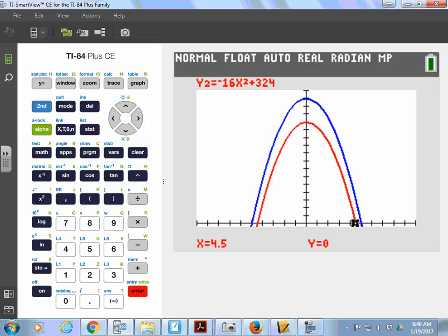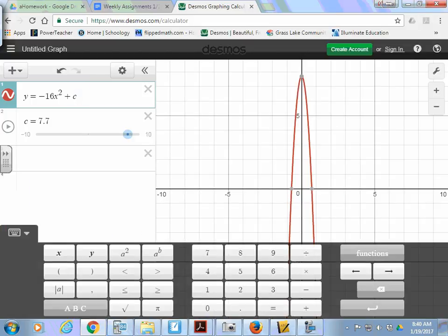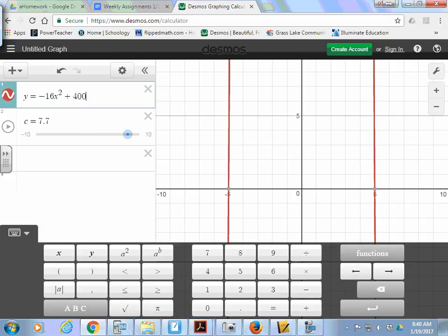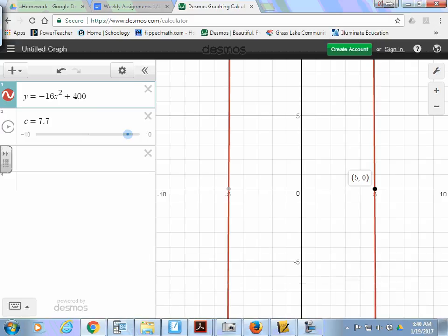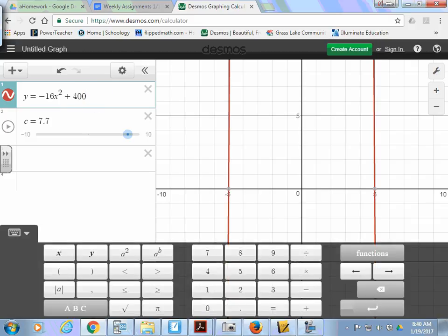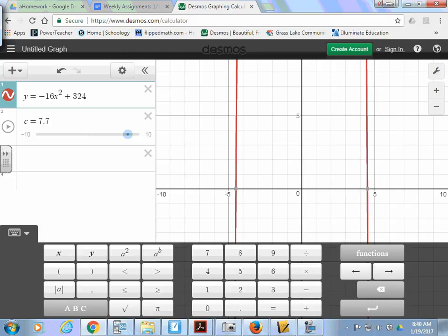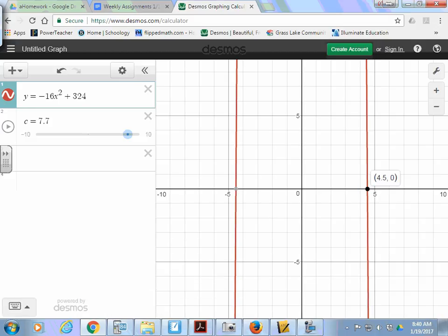And you could find those here also. The nice thing about Desmos is that it'll give me those points when it crosses the x-axis. Or if I change it to 324, click on it, 4.5. So the x value is time, and the y value is the height then.